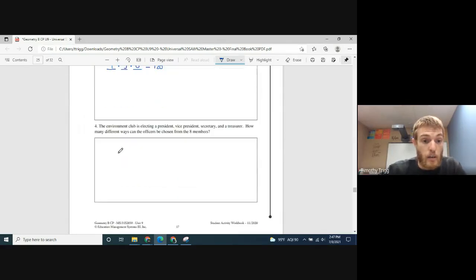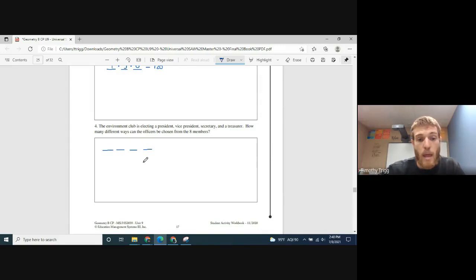Let's work on the next one here, number 4. An environment club is electing a president, vice president, secretary, and treasurer. How many different ways can the officers be chosen from the 8 members? So there's 8 different members. We need to select 4 different positions, right? So there's a president, vice president, secretary, and treasurer. Okay, so we have 4 spots to fill.